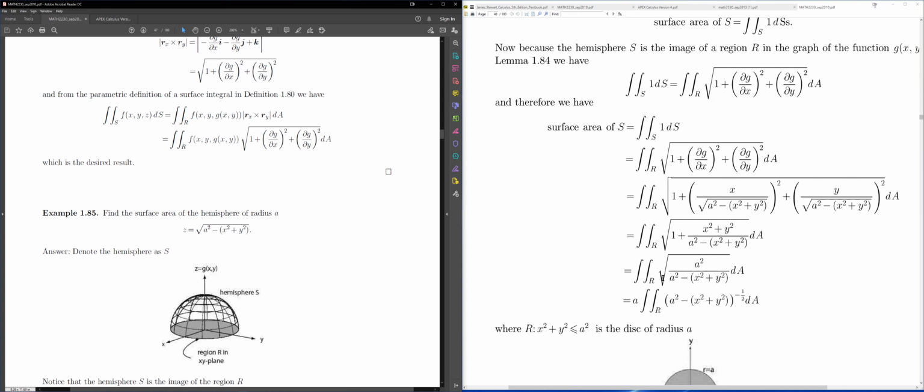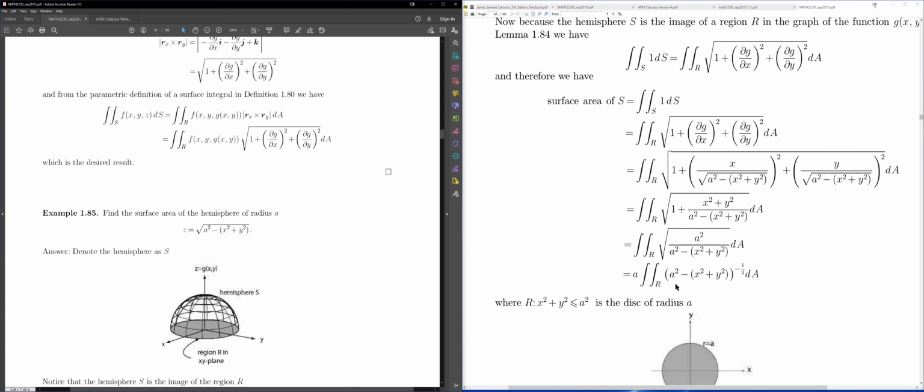Right, and what I can do is now I can take the square root here. So when I take the square root of the a squared, I'm going to get an a on top, and I pull that out over here. And then I'm going to have 1 over square root of a squared minus x squared plus y squared. Okay, and 1 over square root is this expression to the minus a half. So I come down to this here where I'm integrating this expression, a squared minus x squared plus y squared, to the minus a half with this small a out in front. And remember that small a is the radius.